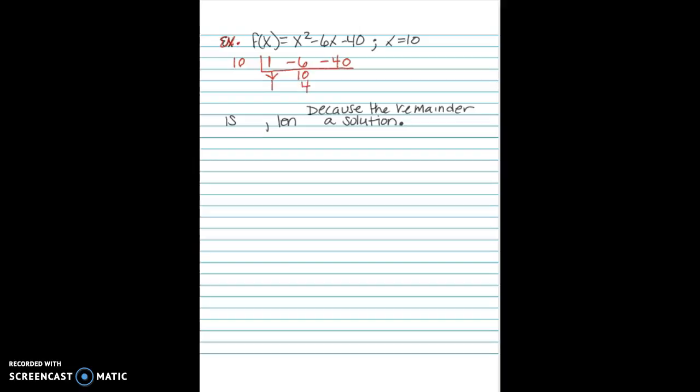10 times 1 is 10. That goes under the negative 6. I add. Negative 6 plus 10 is 4. Multiply. 10 times 4 is 40. I add. I have 0. My remainder is 0. So yes, x equals 10 is a solution because the remainder is 0. 10 is a solution.